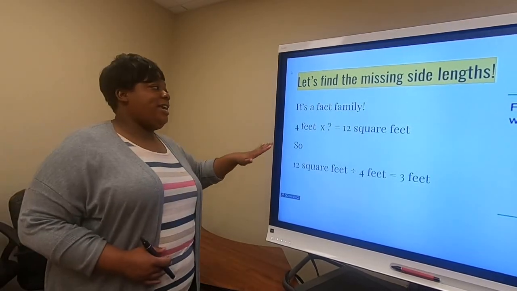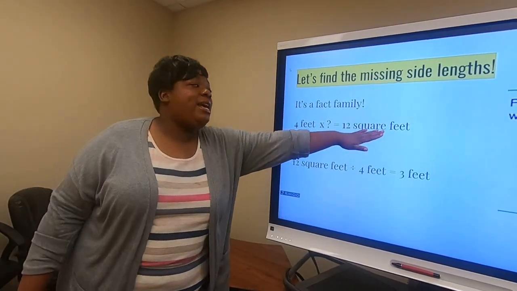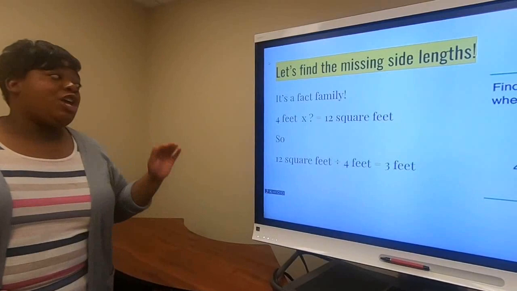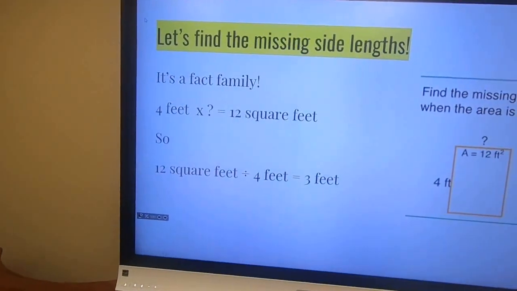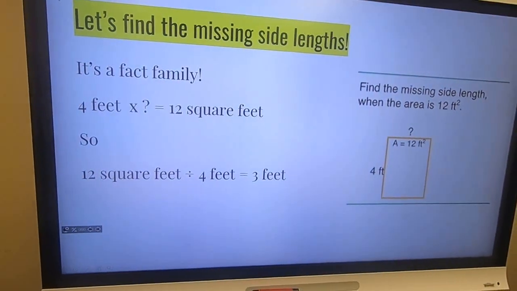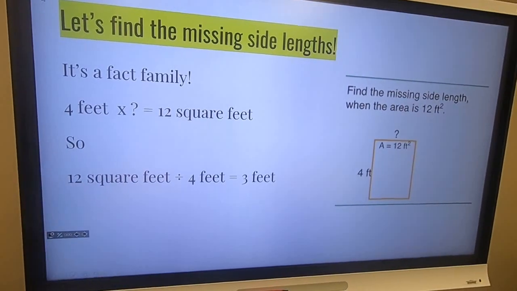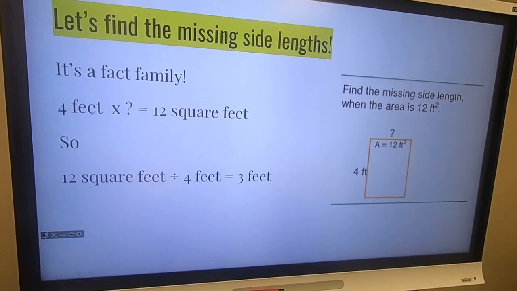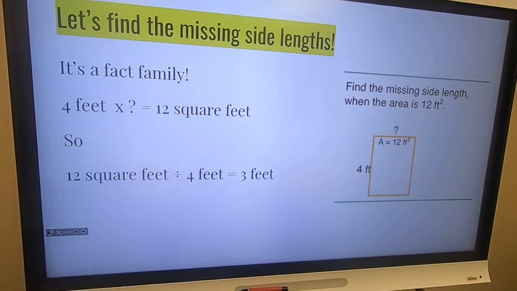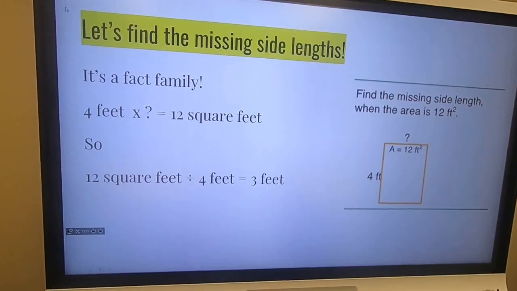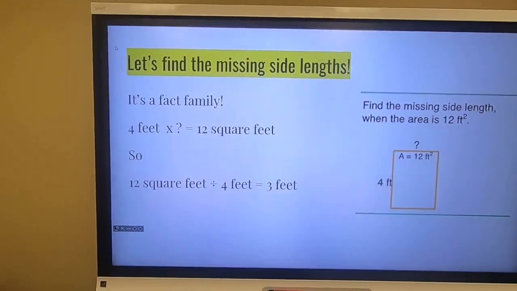So we got 4 feet times the unknown, and we got 12 square feet, okay? So that means if we use the inverse operation, we would get 12 square feet divided by 4 feet is 3 feet, which means my unknown side is 3 feet, okay?